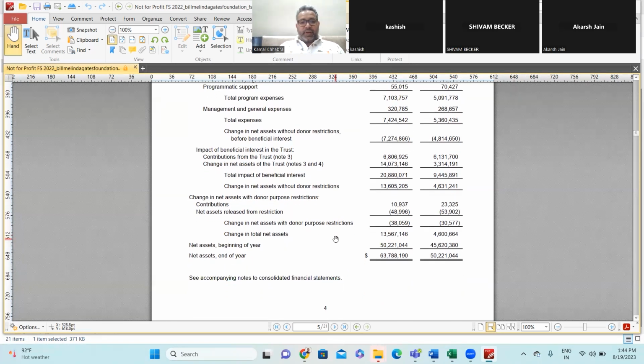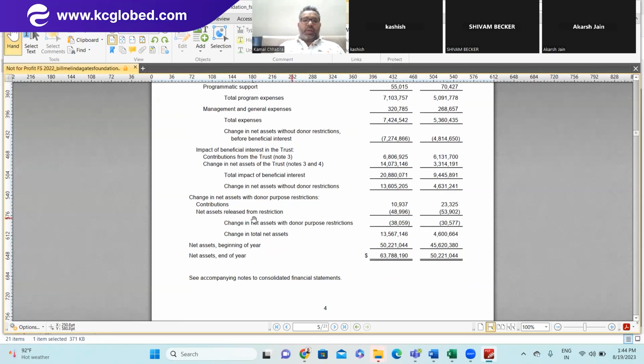Then if you see change in net asset with donor purpose restriction, in that you'll classify how much is the contribution and how much is the net asset released from restriction. We'll be discussing this. So mark this one again, net asset released from restriction. So that will give you change in net asset with donor restriction, and then change in total net asset. So net asset at the beginning you'll be adding, this is coming from your financial position, and this is your net asset at the end. So this will again go to your financial position of current year.